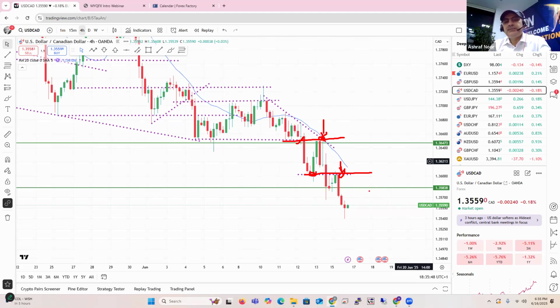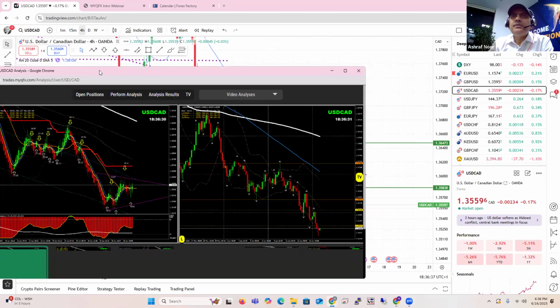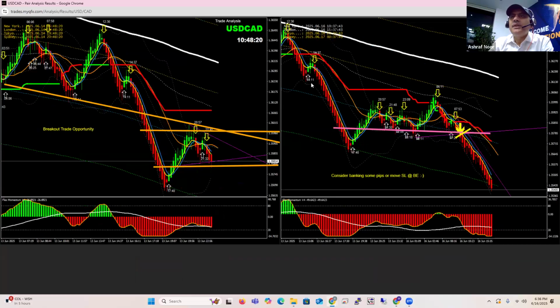So let's look at the intraday analysis for the dollar CAD. And if you look at the dollar CAD, all this analysis, and if you look at this one, we have this beautiful analysis. We had it. That's the only analysis we had this morning. And as you can see here, if you look at the price action, we have this beautiful impulsive reaction. Price came back here. Then we did this analysis.